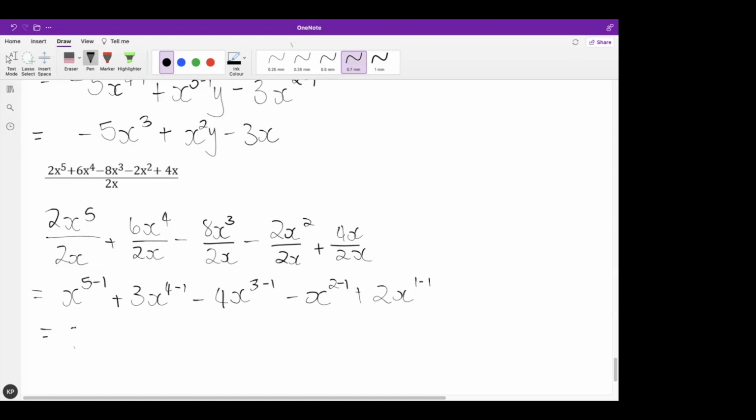Okay, let's simplify. x to the power of 4 plus 3x cubed minus 4x squared minus x, and my last one is plus 2. Why did I just write plus 2? What happened to that x? What happened to the x? Thank you. It became a 1 because it was to the power of 0.